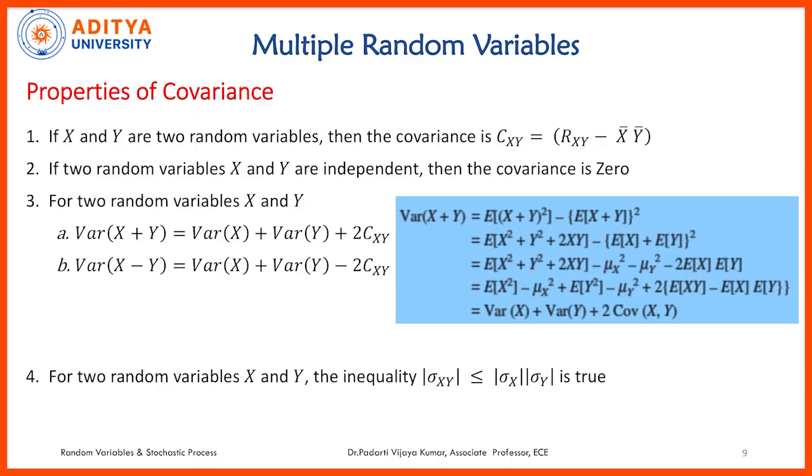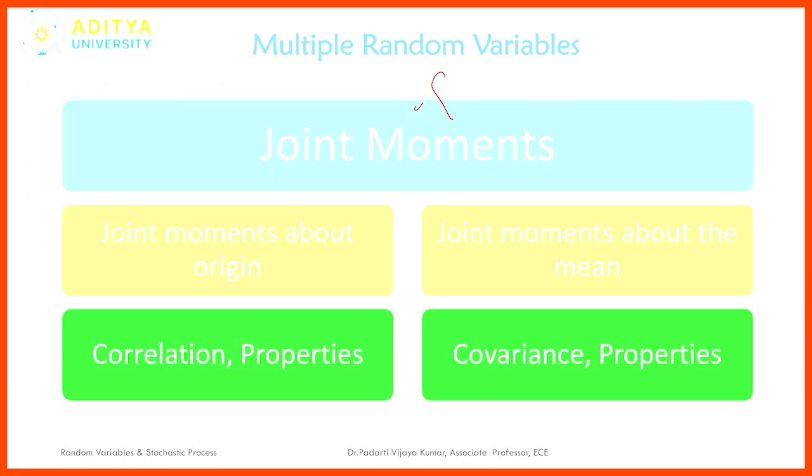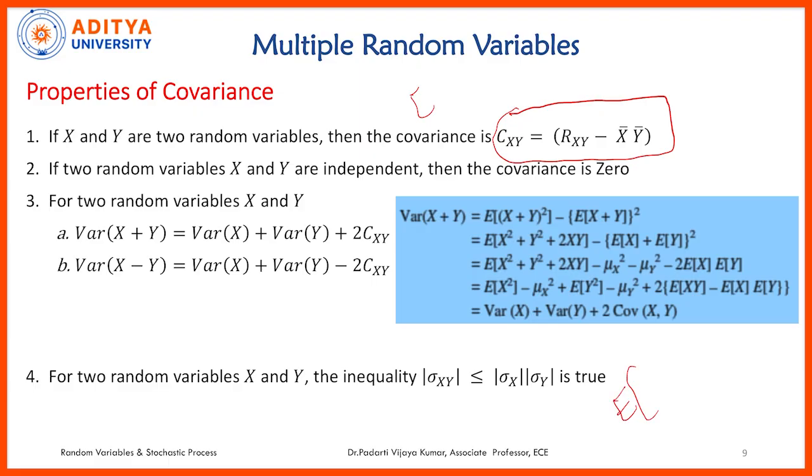Covariance and correlation can be related as C xy is equal to R xy minus x bar into y bar. Covariance means expectation of x minus x bar into y minus y bar. If you simplify this, what will we get?